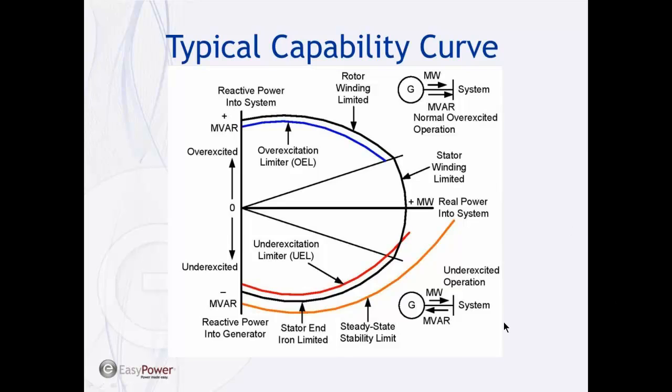In this quadrant below, we're underexcited, so we're still delivering power into the system, but the unit is absorbing VARs into the generator. And this has more limitations and more concerns. If we get too far underexcited, we can lose synchronism or slip a pole and those kinds of things. But generally, underexcited means we have megawatts going into the system, but VARs going into the generator. In this situation, the generator is leading, operating at a leading power factor.